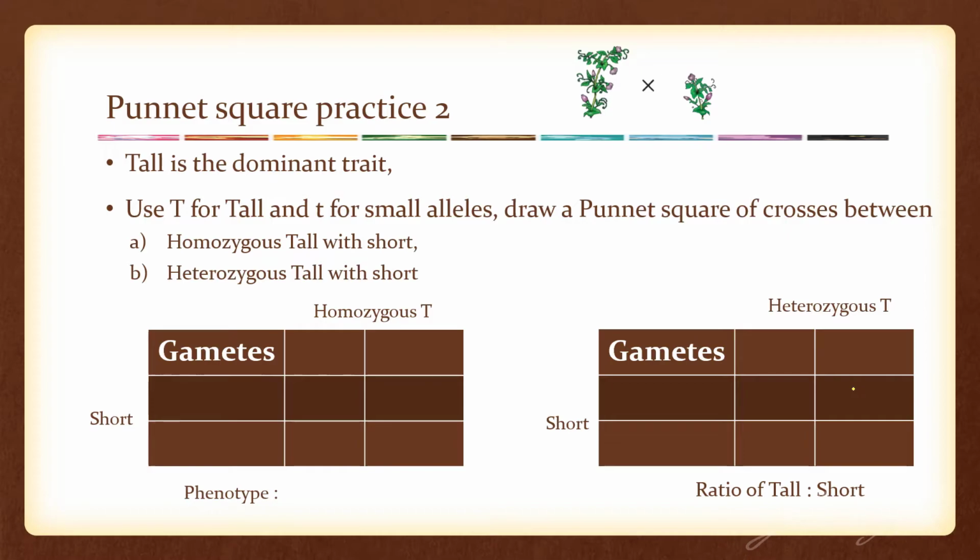But you might be thinking, hey, how come for the tall plant, you mentioned it being homozygous and heterozygous? What about the short parents? Why don't you point out whether it is homozygous or heterozygous? Just think about it. Can a short plant be heterozygous? So this will be the hint that I will give to you. So pause the video and try the cross yourself.